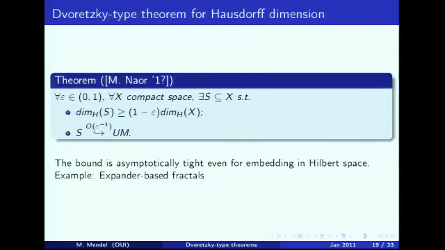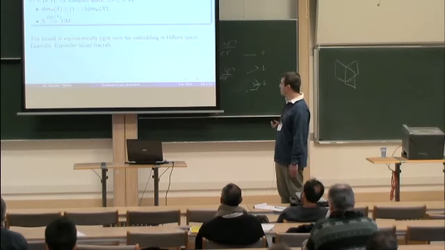But now that we have the definition, we can actually state a theorem. In any compact space and any epsilon, we can extract a subset S, which is 1 over epsilon ultrametric and has Hausdorff dimension at least 1 minus epsilon times the original Hausdorff dimension of the metric space. And this is actually tight, even for embedding into Hilbert space.